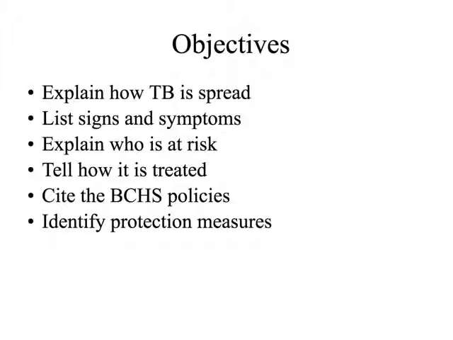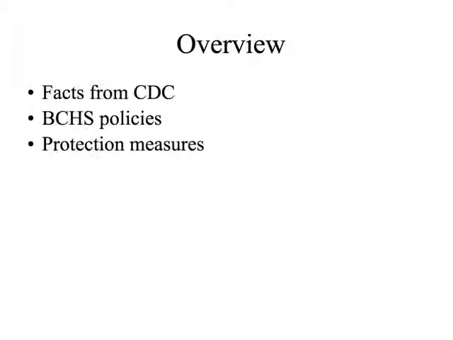So here are our learning objectives for this presentation. First, we need to explain how TB is spread, list the signs and symptoms, explain who is at risk, tell how it is treated, cite the BCHS policies that pertain to the clinical rotation, and then identify protection measures. Brief overview. We'll get some facts from the Centers for Disease Control and Prevention. We'll look at the BCHS policies, and then we'll talk about how protection measures work.